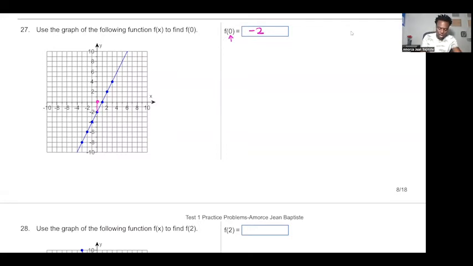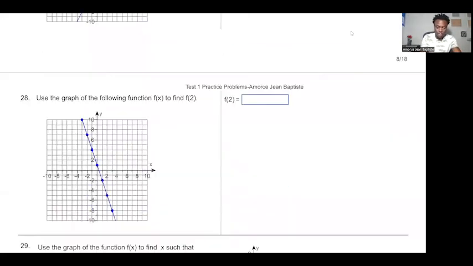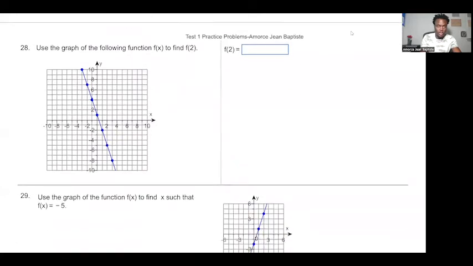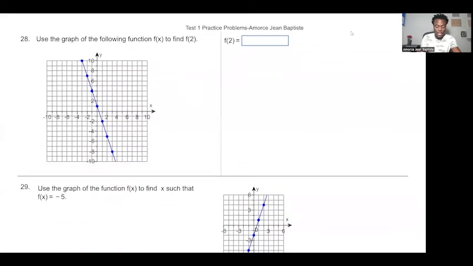Next problem, same type. The only difference is that they give me the graph and they want me to find f of 2. Now x equals 2, try to touch the graph. Now the y value at which we touch the graph is -5. So f of 2 equals -5.